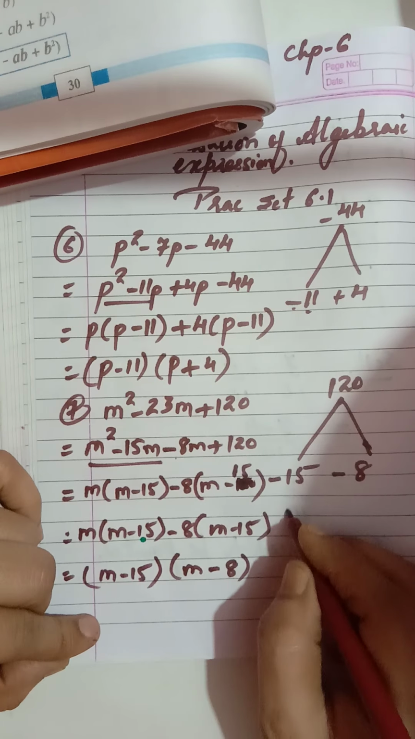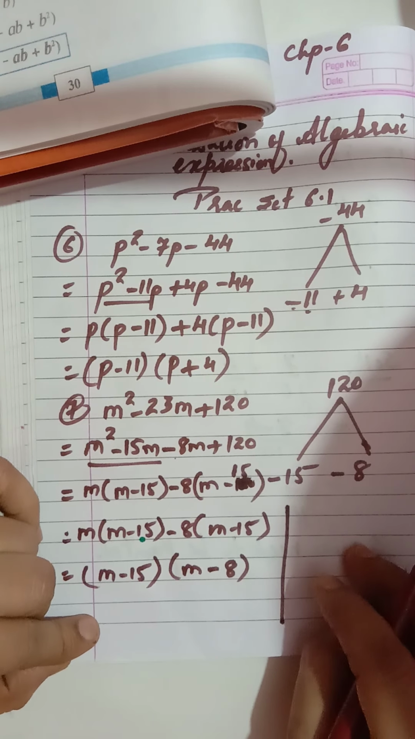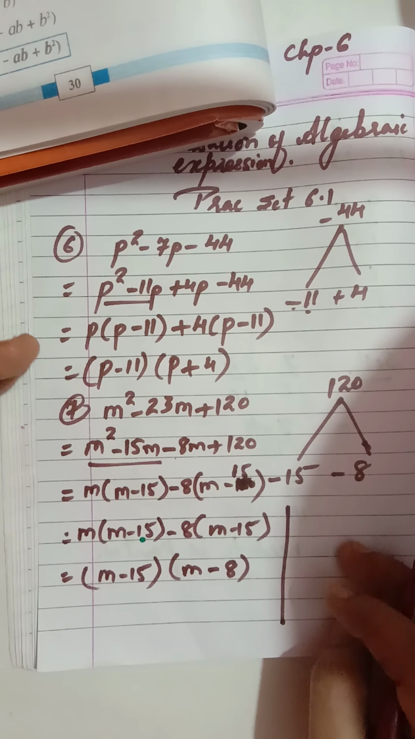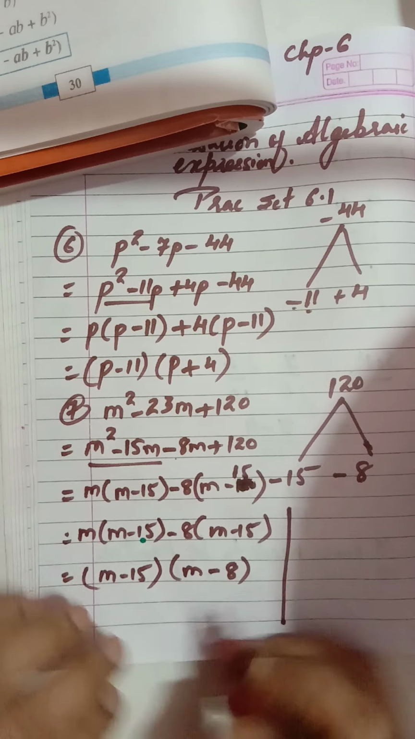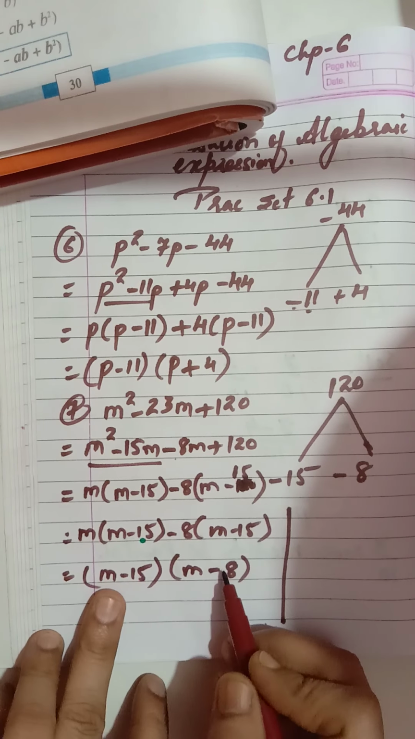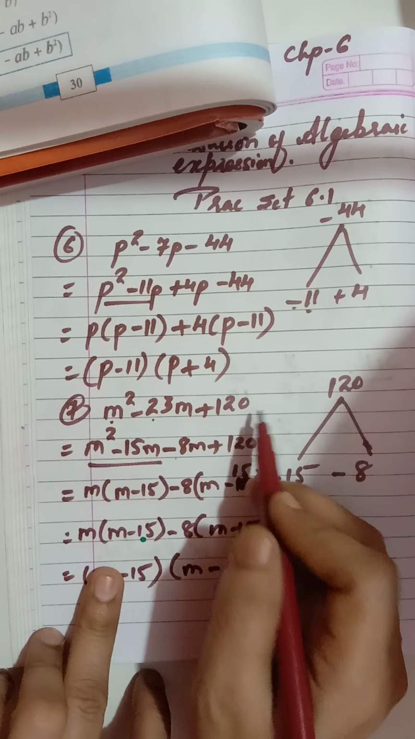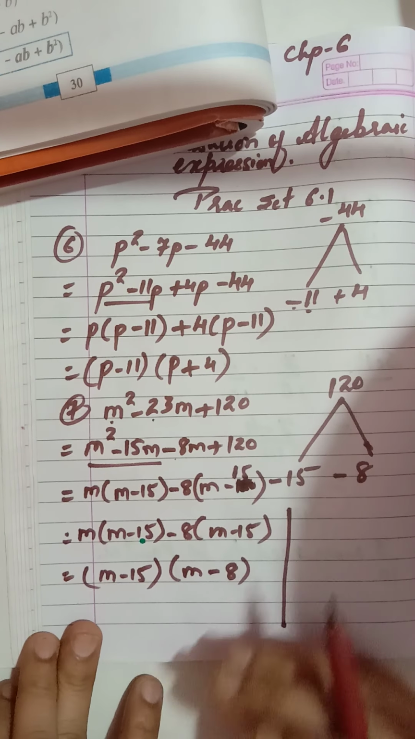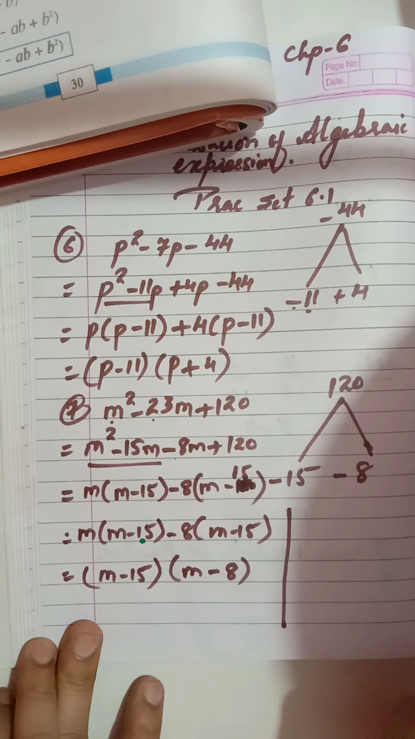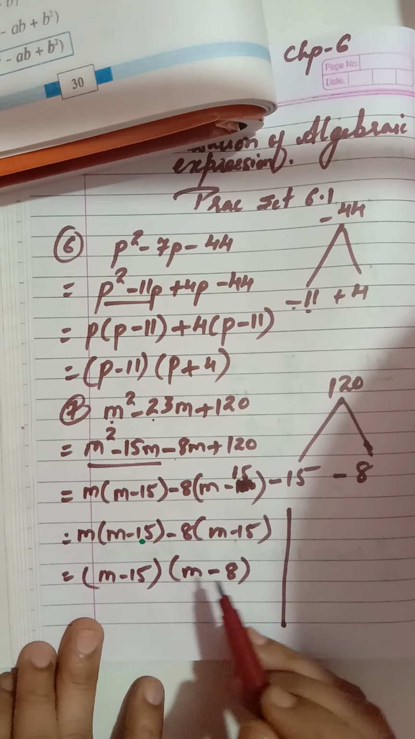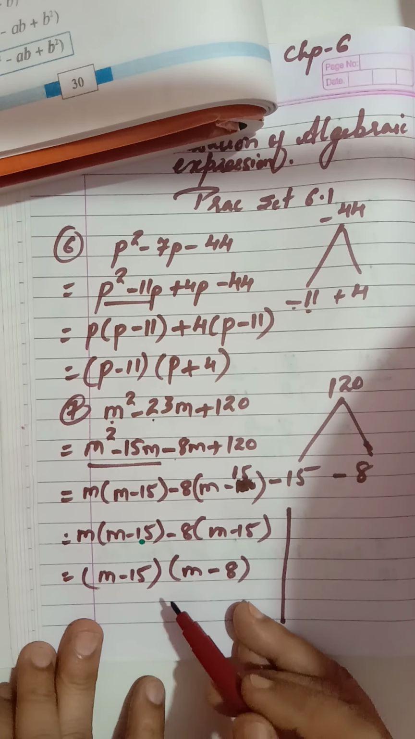Now see children, in case in the exam, if you want to verify by yourself whether the factors you have found out are correct or not, then if you multiply these both brackets, you will get m square minus 23m plus 120. That means you can do the verification yourself. You will know in the exam that your sum is correct by just multiplying these both brackets. We know that binomial multiplied by binomial we have already learned in 7th standard.